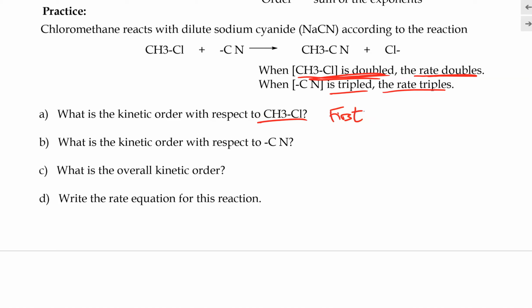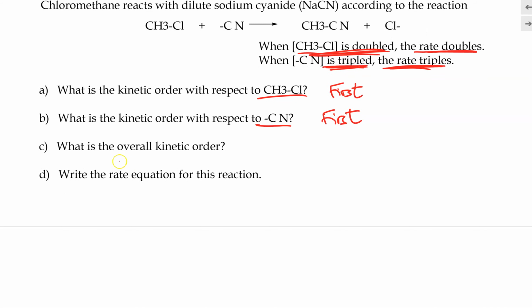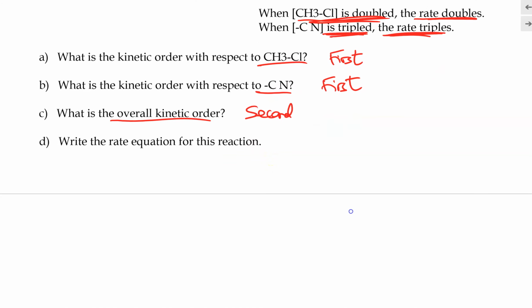How about the kinetics with respect to the concentration of cyanide? Now in this case, when cyanide is tripled, the rate is tripled as well. So that's very similar to doubling and doubling again. So in this case, this is also first order with regard to the concentration of cyanide. And then overall, the kinetic order of this reaction will be second, because it is first order with respect to chloromethane and first order with regard to cyanide. So adding them together, this would be an overall second order reaction.